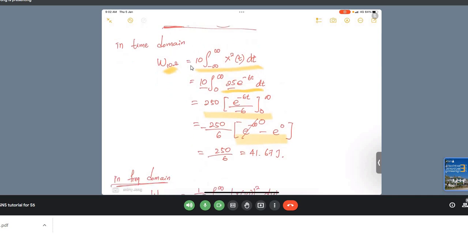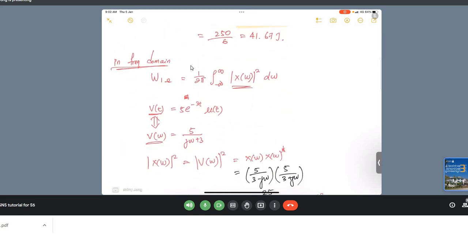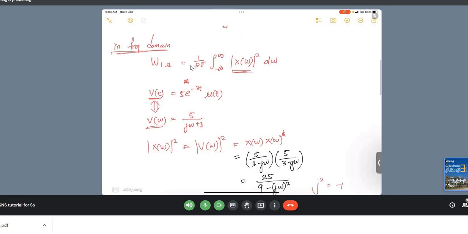So the question said you need to find the total energy. Either you can use it in time domain or you can use it in frequency domain. Both will get the same answer. From this case, of course, if you solve it in the time domain, it is easier, definitely looks easier. But I will also show you how to solve it in the frequency domain, so that you have the choice.